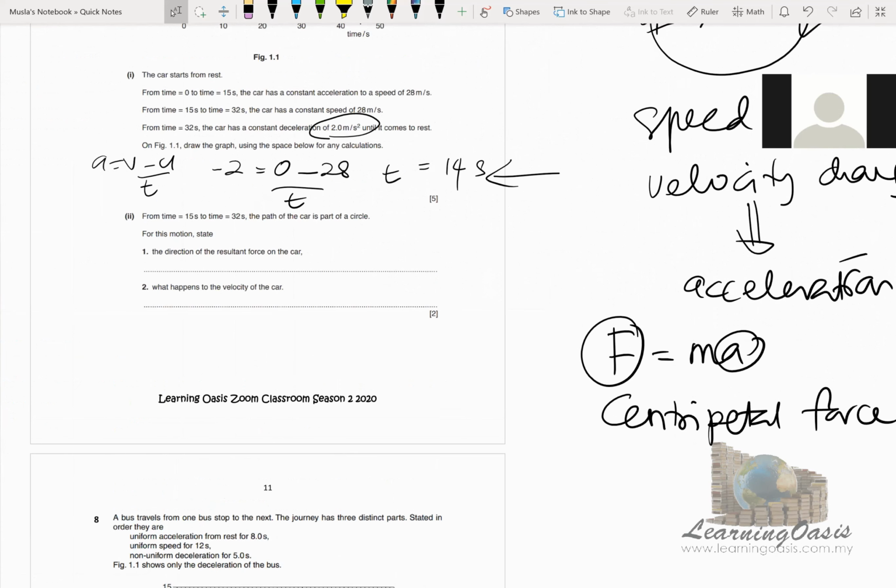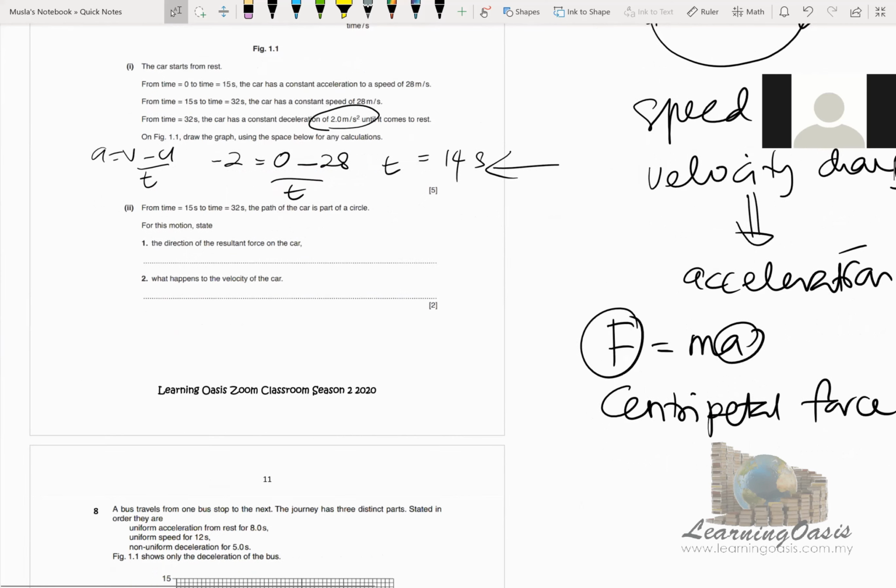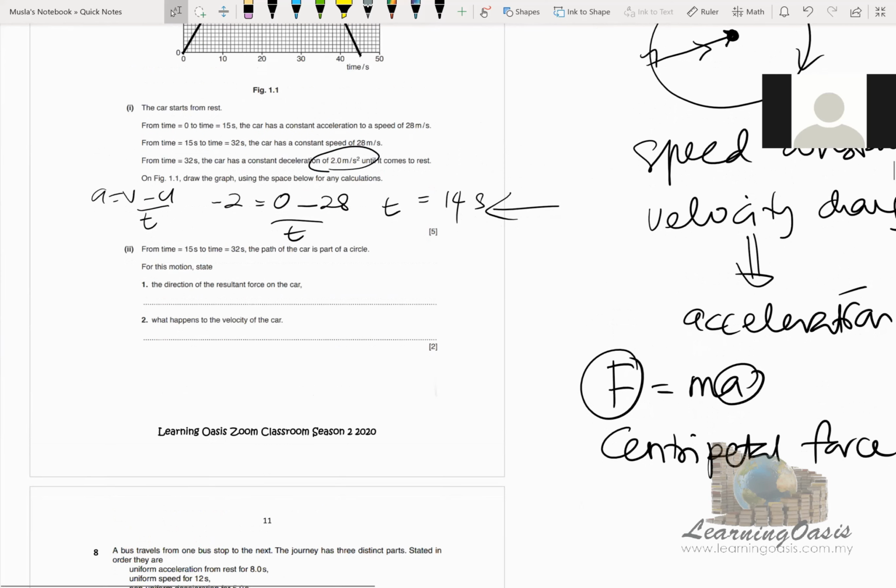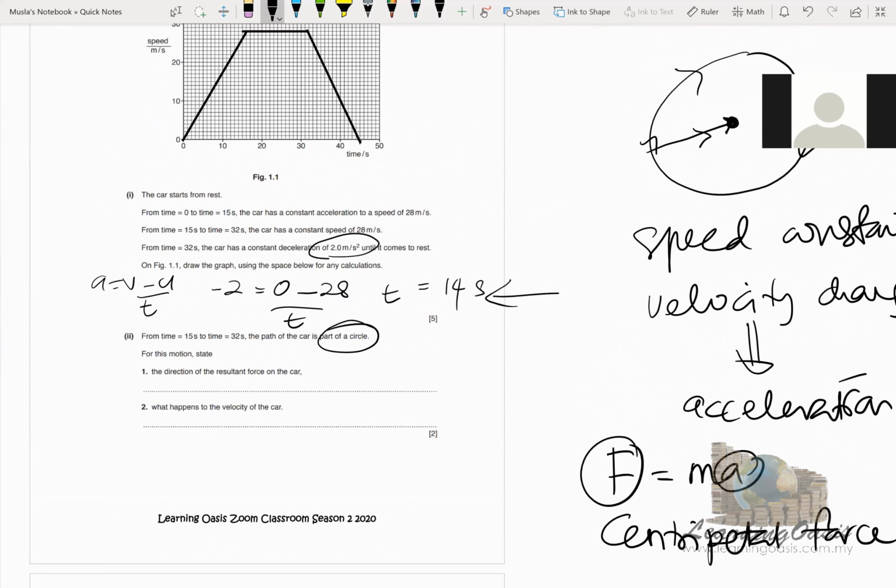Now, from the motion direction, it says this is part of a circle. When you talk about part of a circle, the direction of the resultant force is inwards towards the center of the circle. What do you call this force? Centripetal force. Remember petal of a flower, so centripetal, in the middle of the petal, centripetal force.